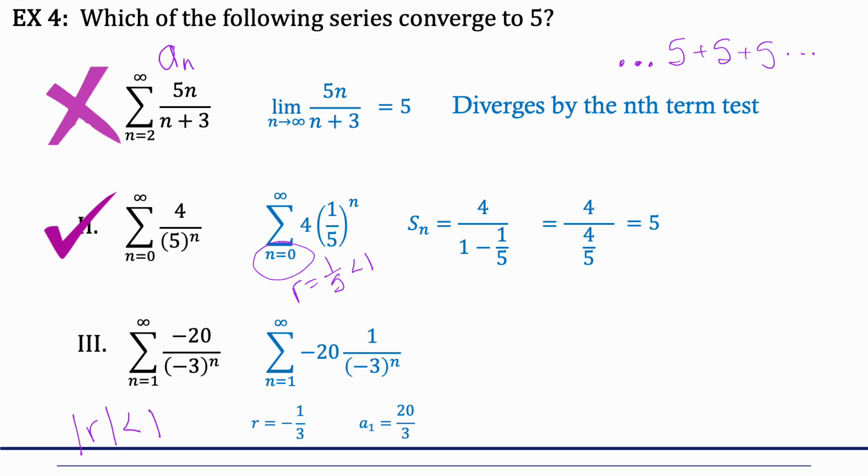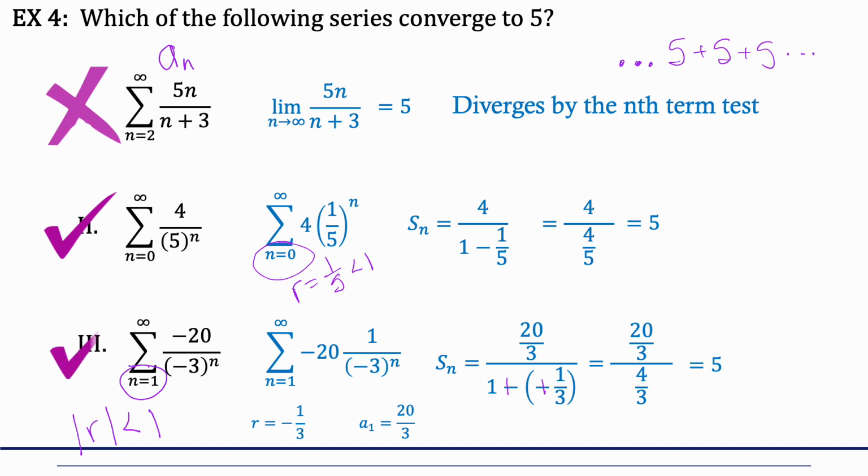First term is 20 over 3, because we're starting at n equals 1. And so we have first term over 1 minus r. Interesting now, because 1 minus r turns into 1 plus 1/3. So we've got 20/3 over 4/3, and guess what that simplifies to? 5 again. So number 3 was kind of a hidden version of it, but go slow and be careful not to be deceived by the terms going to 5 versus the series converging to 5.